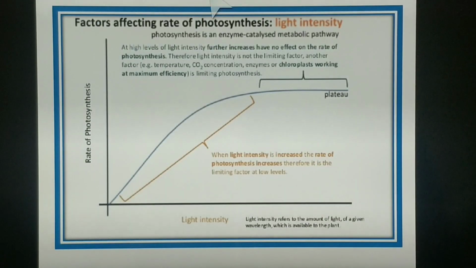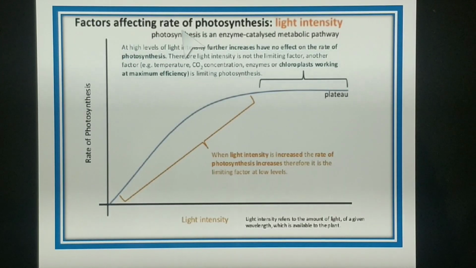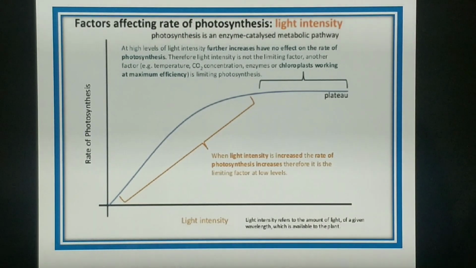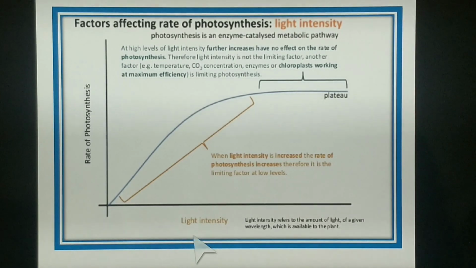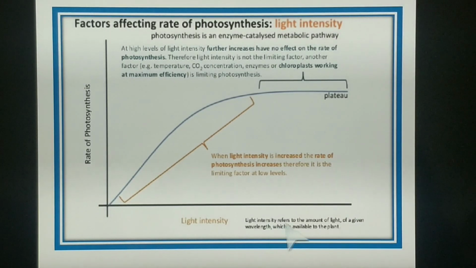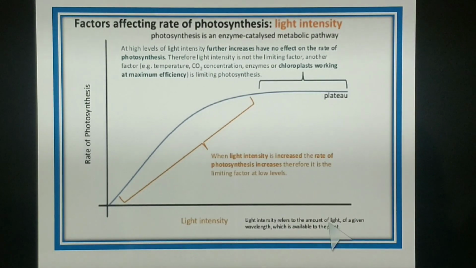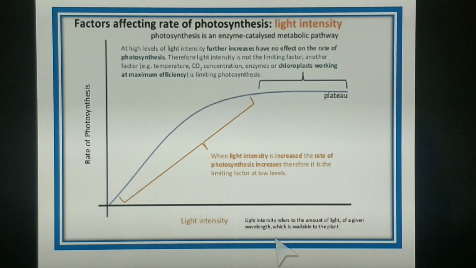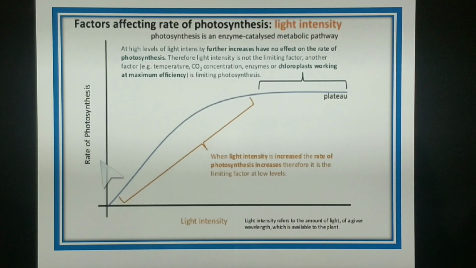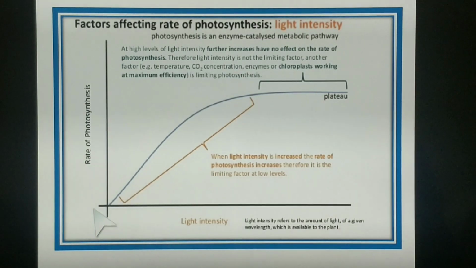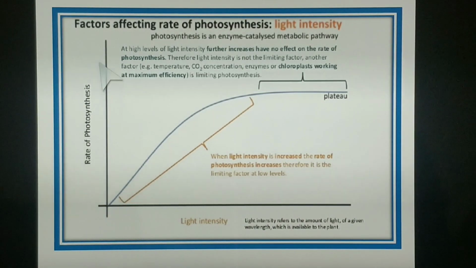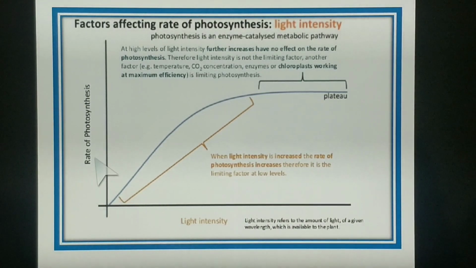Now let us look at this picture. This shows how light intensity affects the rate of photosynthesis. Now when I am talking about light intensity, that means light intensity refers to the amount of light of a given wavelength which is available to the plant. Just look at the graph that is displayed here. On the x-axis we have taken light intensity, and on the y-axis is rate of photosynthesis.